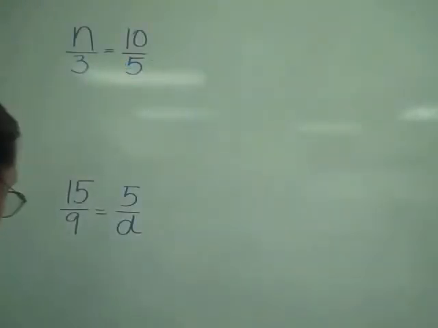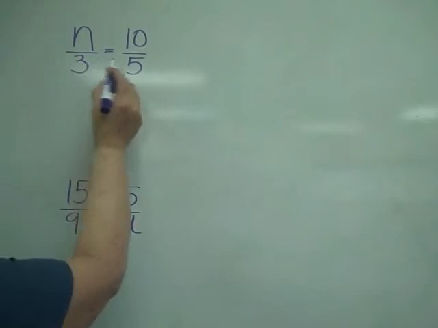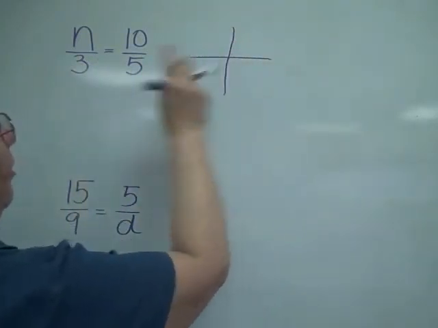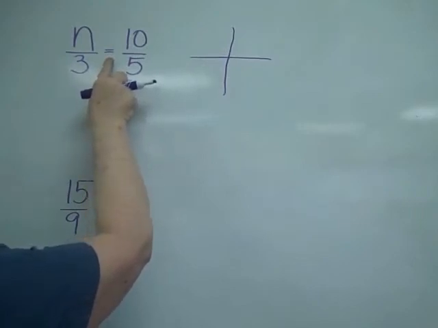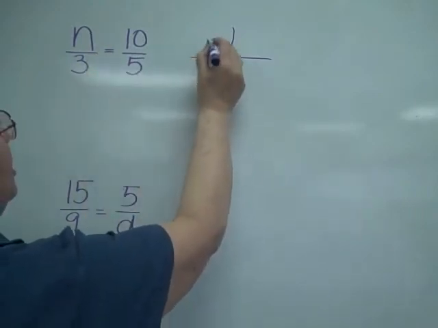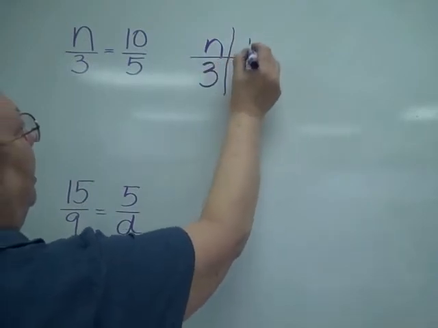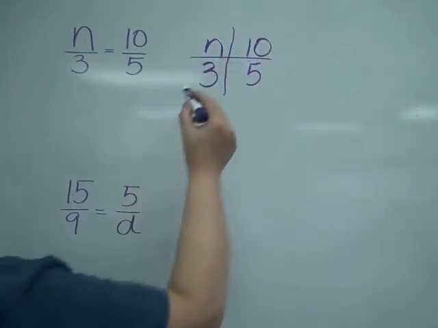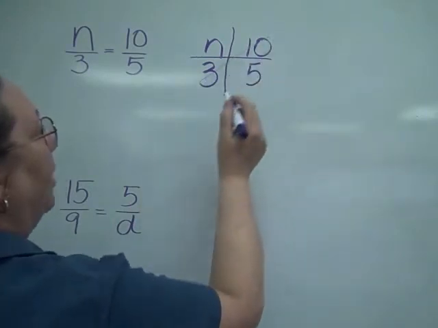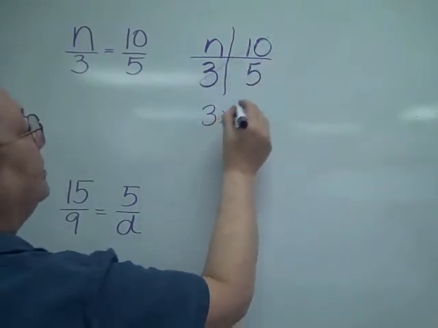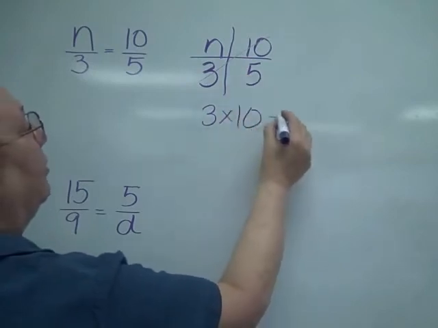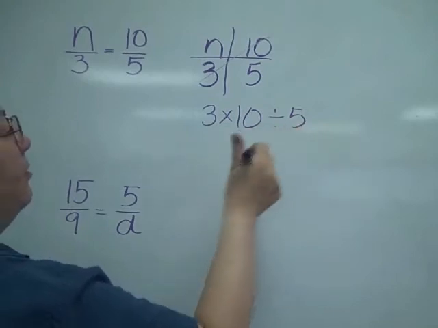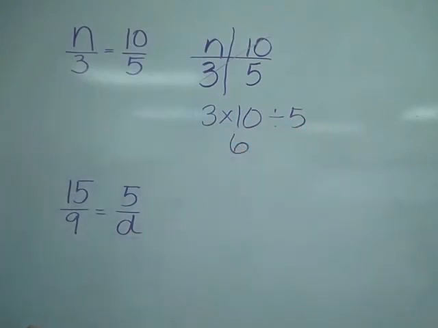Let's do a little bit of practice with these. What I've got on this, I would normally set up into my grid. Make sure that you've got the equal sign because that tells you you have a proportion. So I have n, 3, 10, and 5. So now I am going to cross multiply. I multiply the 2 I can, so I've got 3 times 10, and then I'm going to divide by the 5. So 3 times 10 is 30, divided by 5 is 6.